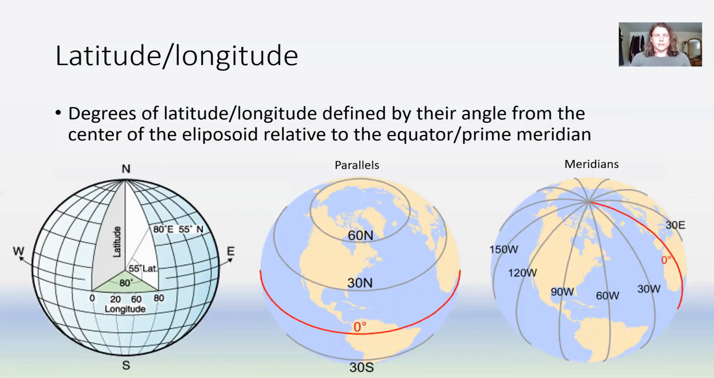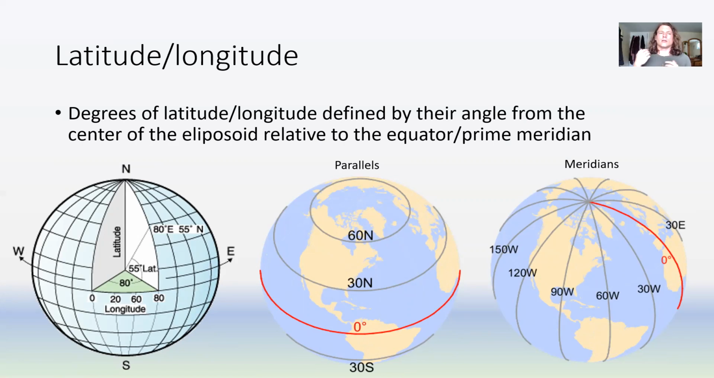So I'm sure you've all heard of latitude and longitude before. They're talked about quite a bit, used a lot in geography. Essentially, they are angular measurements, measurements of degrees, latitude and longitude, that are defined by their angular distance from the center of the ellipsoid relative to either the equator or the prime meridian.